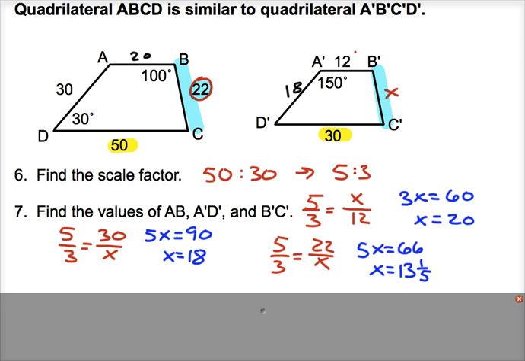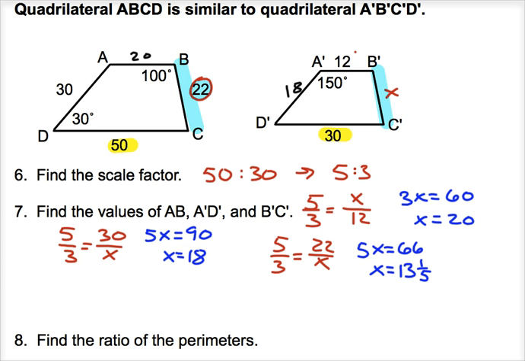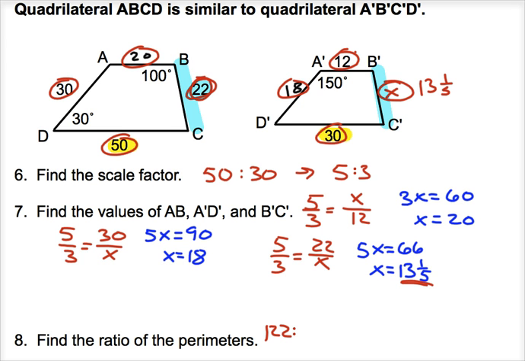Looking at our last problem, number 8, find the ratio of the perimeters. So if I go up to the original shapes and look for the values of the sides, I have 50, 30, 20, and 22. And if I add that up, I get 122. And then over on the right side, I have 30, 18, 12, and then the value of B prime C prime, which we figured out down here was 13 and 1/5. So if I add those values up, I get 73 and 1/5.